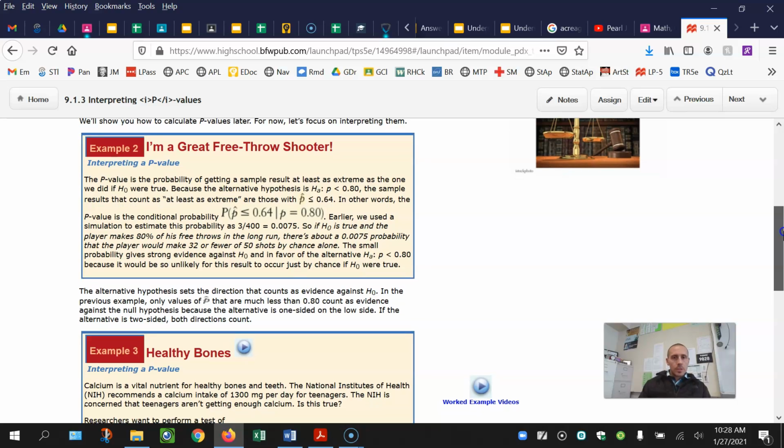Okay. So here they're just kind of formalizing what I was saying. If the player makes 80% of their free throws in the long run, there's about a 0.0075 probability that the player would make 32 or fewer shots by chance alone. So because that probability is so small, we have a lot of evidence against the null hypothesis in favor of the alternative. So it looks like the alternative is true.